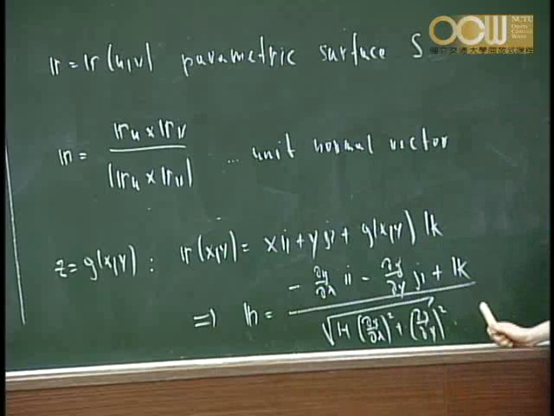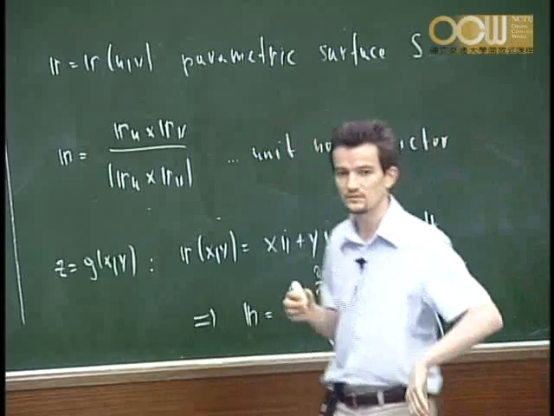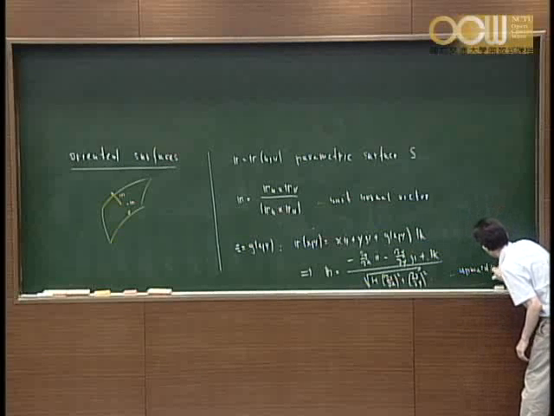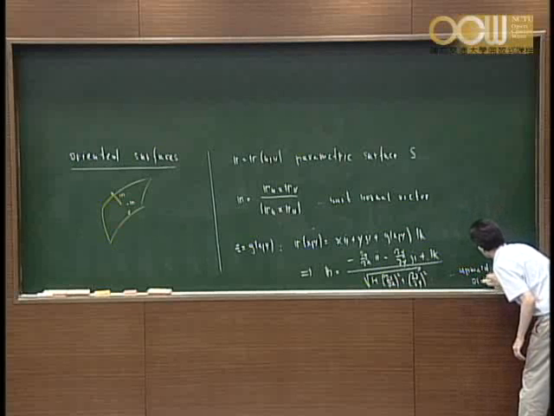And you see that if you choose the unit normal vector like this, then the z coordinate is positive. So this orientation is normally called positive or upwards. So upward orientation.